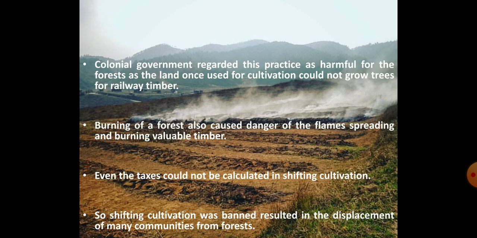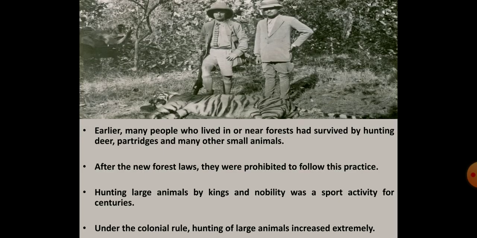As a result, many communities had to move from their homes in the forest and had to change occupations. However, some communities resisted through large or small rebellions. The new forest laws prohibited the people to hunt. Before the forest laws, the forest dwellers had survived by hunting deer, partridges, and a variety of small animals.